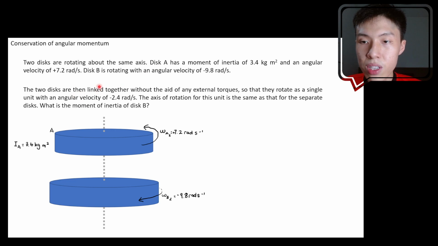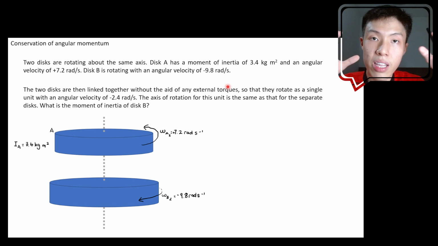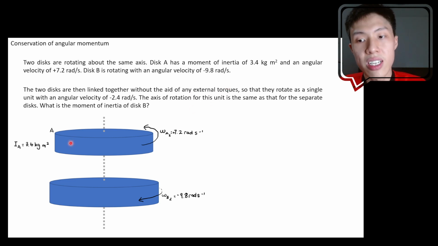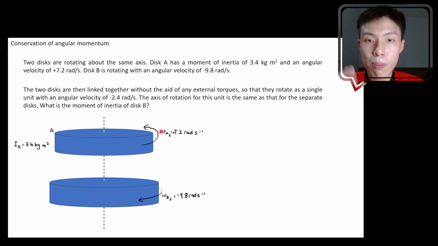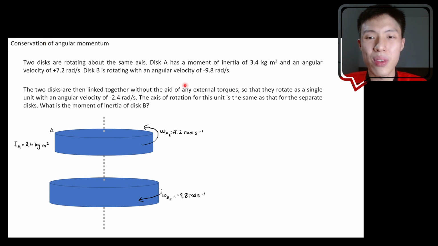Now, the two disks are then linked together without the aid of an external torque. So why do they say without the aid of an external torque? Because if you remember, in conservation of linear momentum, you need to have an isolated system, so the sum of external force must be equal to 0. Only then can the linear momentum be conserved. But for this case, since this is angular momentum, your sum of external torque must be equal to 0. Only then can your angular momentum be conserved. So in this case, they say you don't have any external torque, so your angular momentum will be conserved. A lot of the time, we don't write it so explicitly, but this is just to tell you the idea.